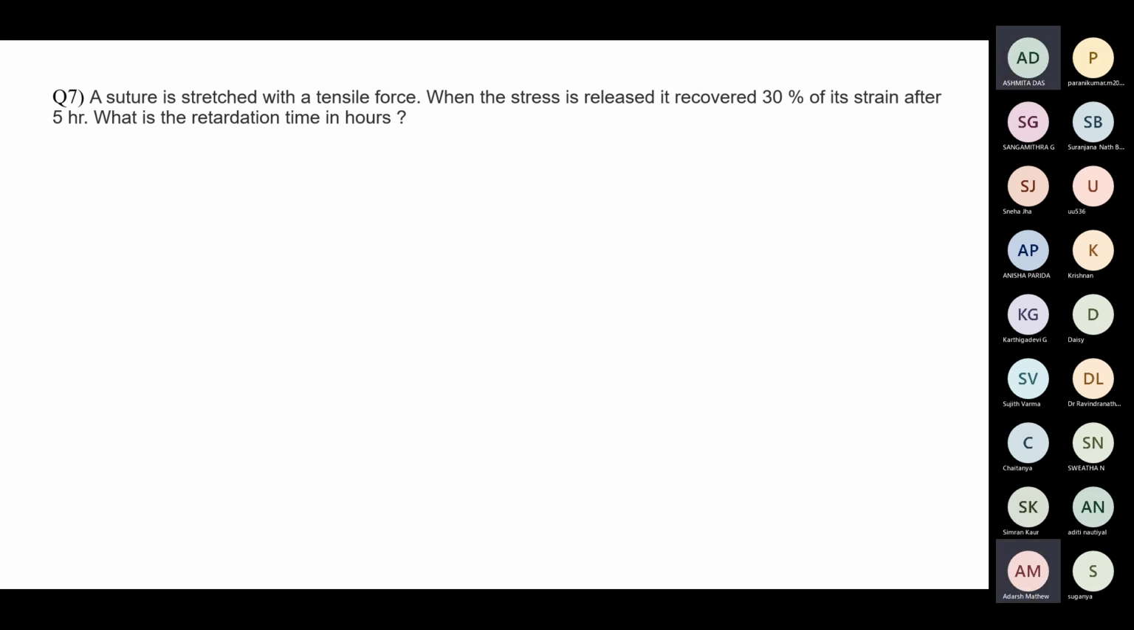Okay. And Parani, what is your answer? Yeah, I also got the same answer. Same. And how do you solve it? Since it is recovered by 30% of the strain, I assumed the initial to be 1. So 0.3 is equal to 1 minus exponential of minus 5 by lambda. Since it's 5 hours, I have substituted 5. If I solve this, I got 14.01. Okay.